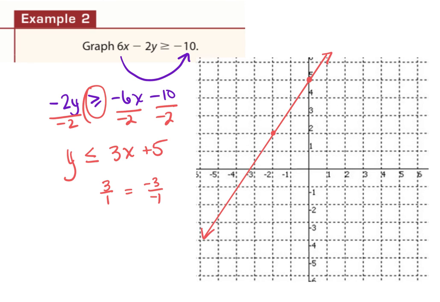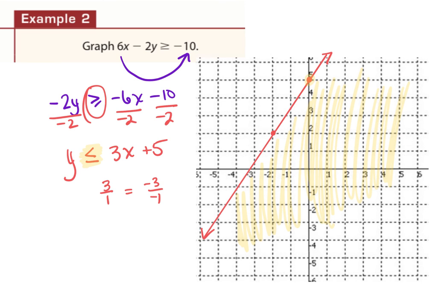And then let's talk about my shading. All right. Is y smaller or bigger now that I have found it in slope-intercept form? Smaller. So I'm going to look at where I cross the y right here. Which direction is going to be smaller? It's going to be down here, right? This is where I'm going to shade for this guy. Look and see where your y is smaller. Your y is smaller on that side of the line.